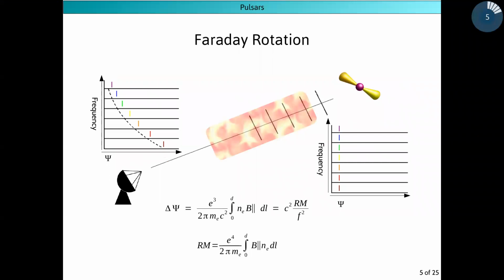Another of these propagation effects is Faraday rotation. Pulsar emission is highly linearly polarized, and when the radiation passes through a magnetized plasma, the polarization angle rotates. The rotation can be described as dependent on a parameter called the rotation measure, which is proportional to the integral along the line of sight of the parallel component of the magnetic field multiplied by the electron density.